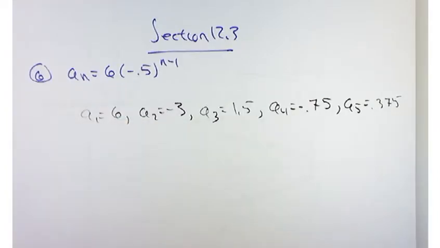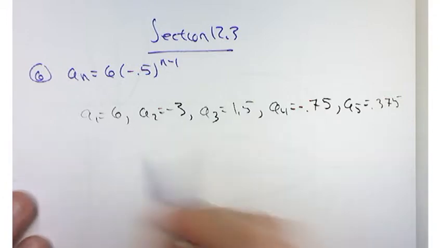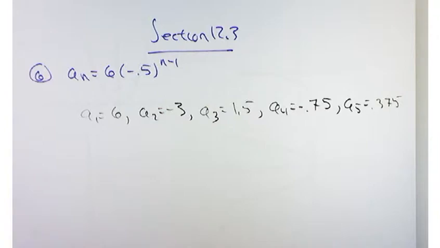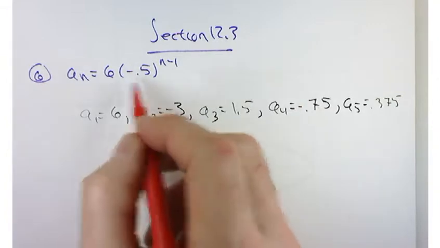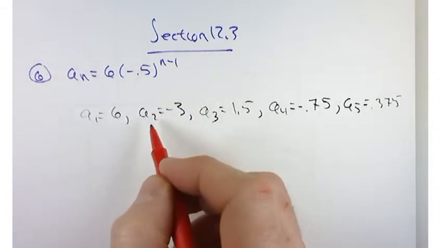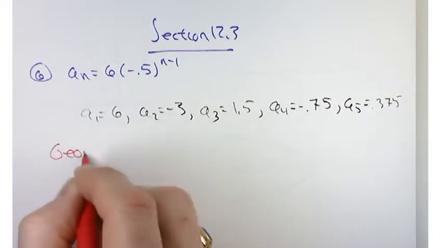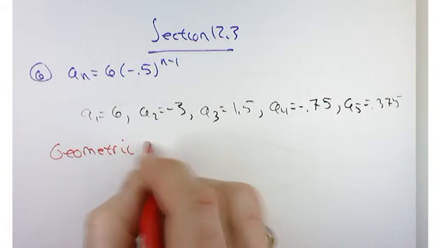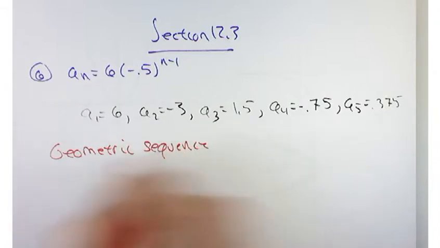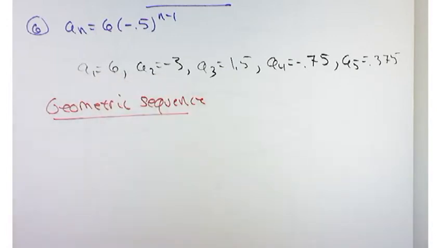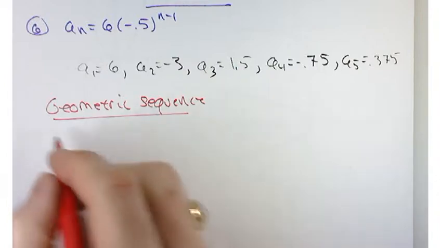Let's get back to this, though. Here are the terms. And what you could notice is that to get from one term to the next, you're consistently multiplying by what? Close. Negative 1/2. By negative 1/2. So that makes this a geometric sequence. That is, to get from one term to the next, you're multiplying by the same thing again and again and again. And that same thing is called r, which is your common ratio.